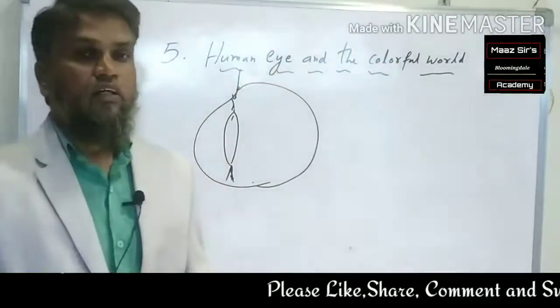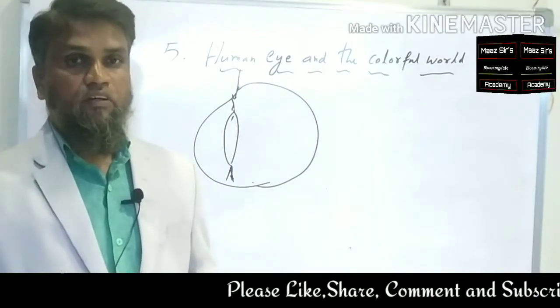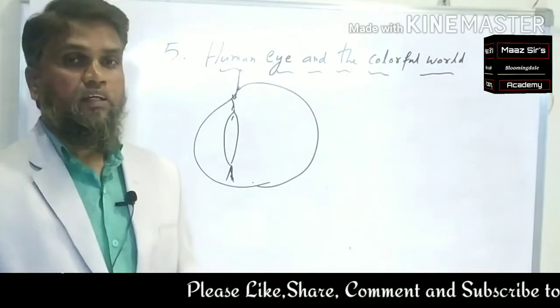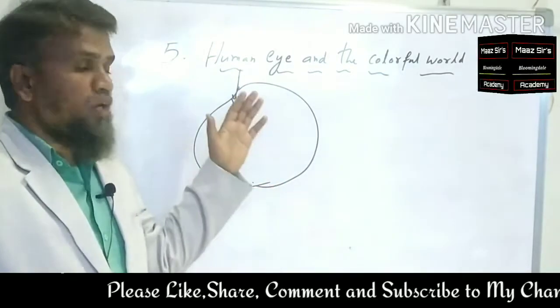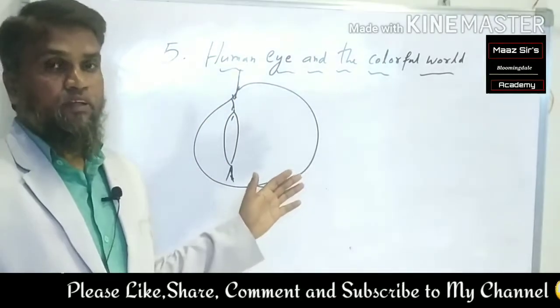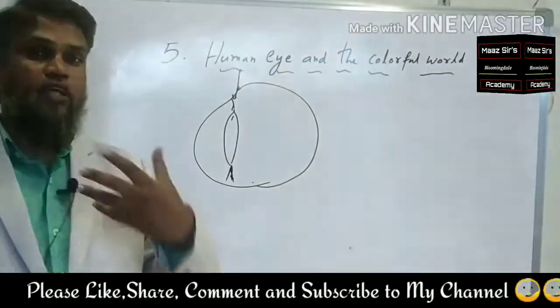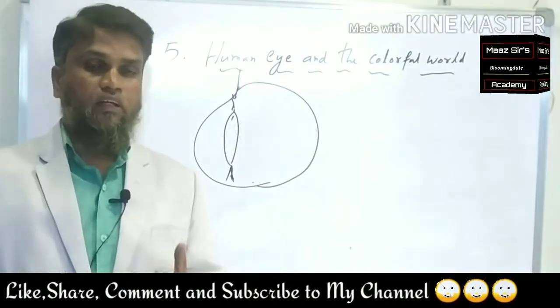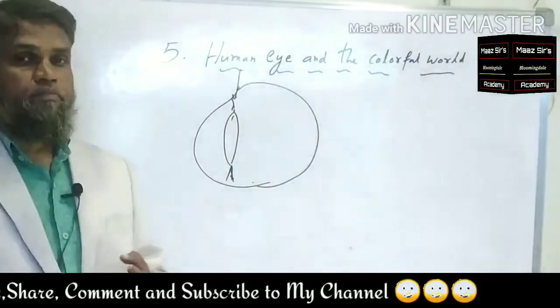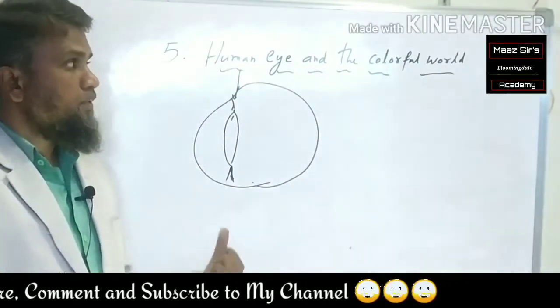Basically there are 3 defects of vision which we will be learning in detail. These are some of the questions which you have to answer. Further, you have to understand the structure of the human eye. So without wasting any time, we'll start the class.